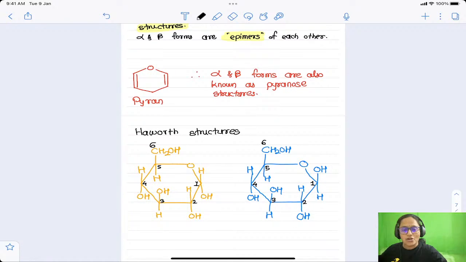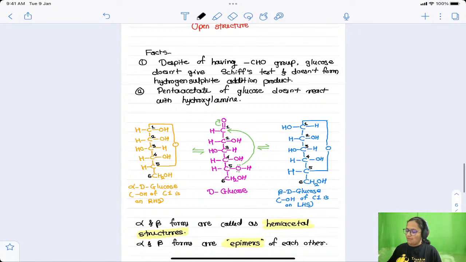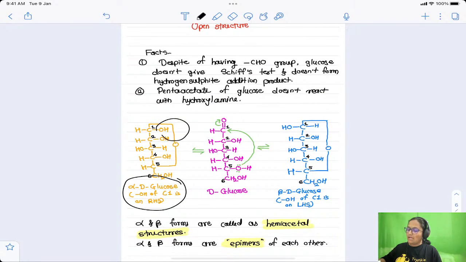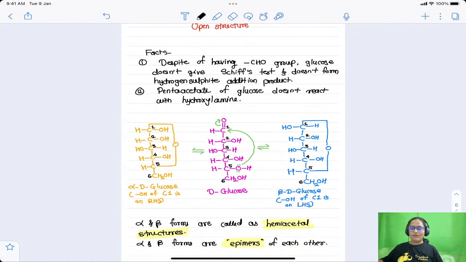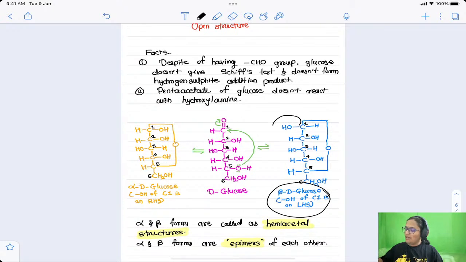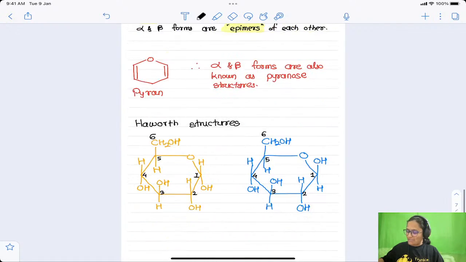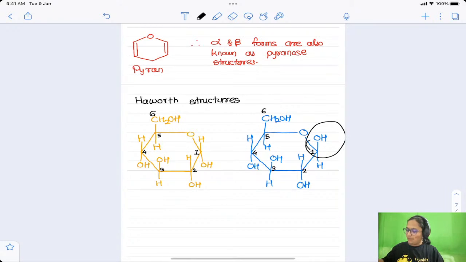In Haworth structure, always remember, if OH is on the downside, OH is below, that is the alpha anomer. Why alpha? Because in alpha OH is on the right. For C1, carbon number 1, OH is on the right hand side. Whereas in case of beta, OH is on the left hand side. For C1, OH is on the left hand side. Left hand side means it is up. So always remember, when OH is up on the C1, that is the beta anomer.